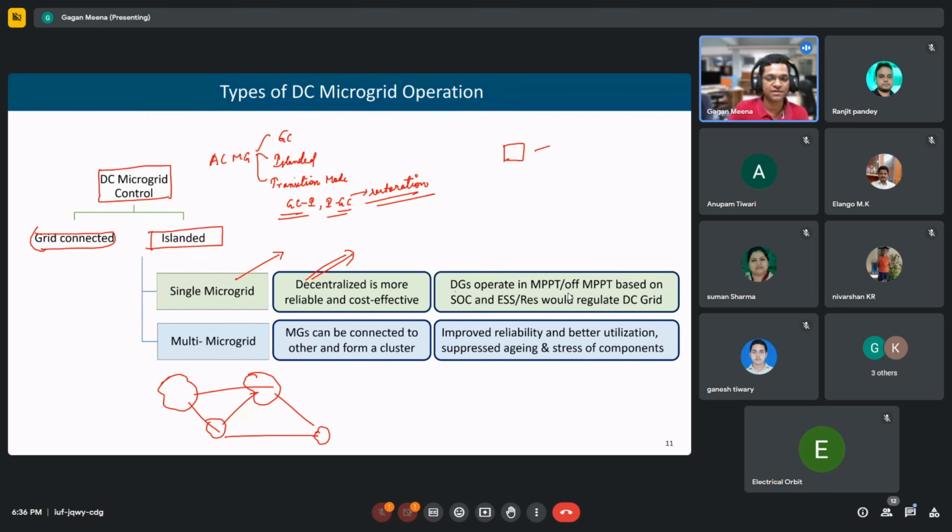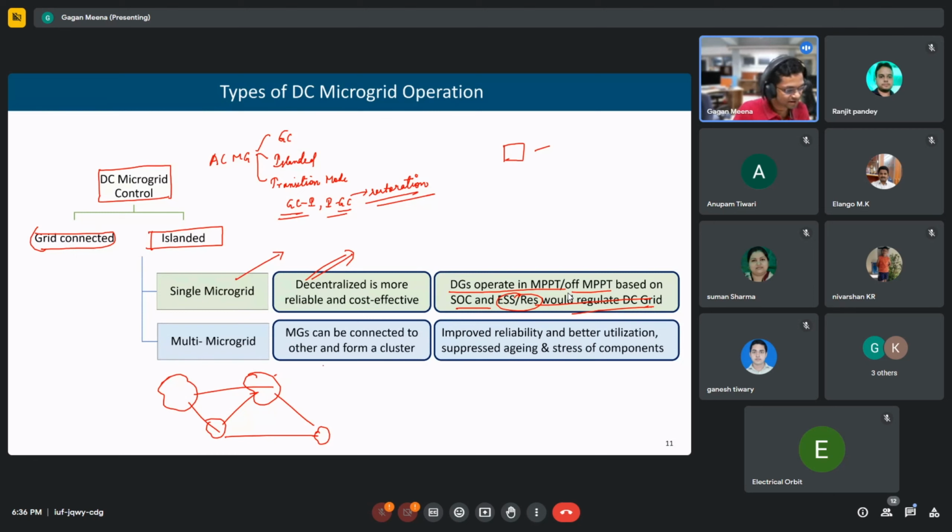In this case, what will happen? DG operates in MPPT or off MPPT based upon the storage level. What is the state of charge of the storage? That will decide whether the PV will operate in MPPT or off MPPT mode. And then storage or renewable will regulate the DC voltage. In multi-microgrid also, they are connected through this tie line. They will form a cluster.